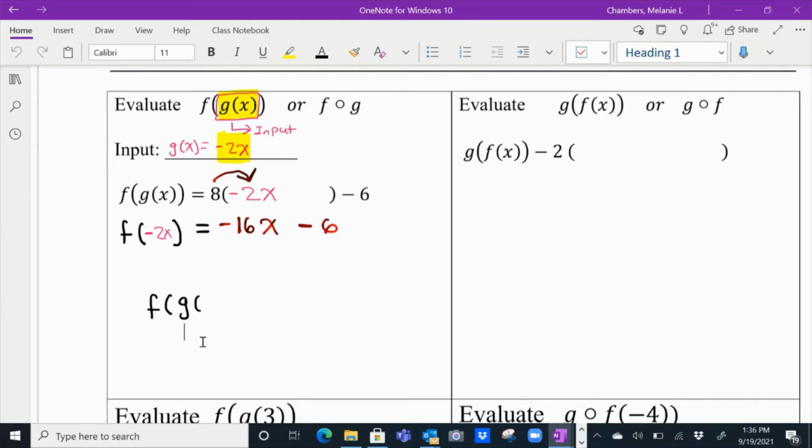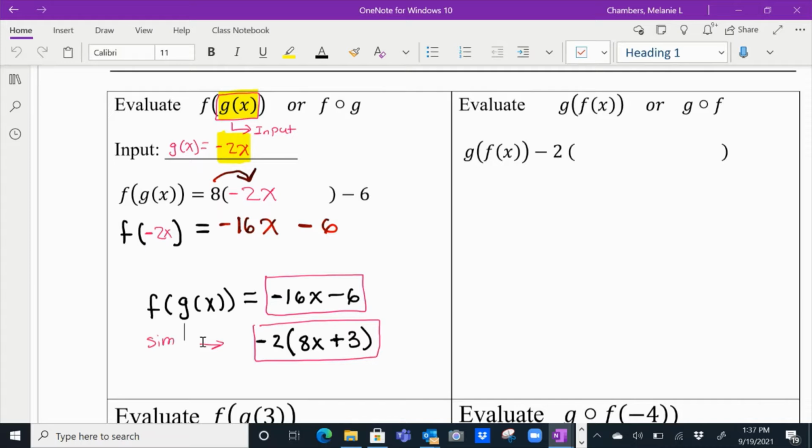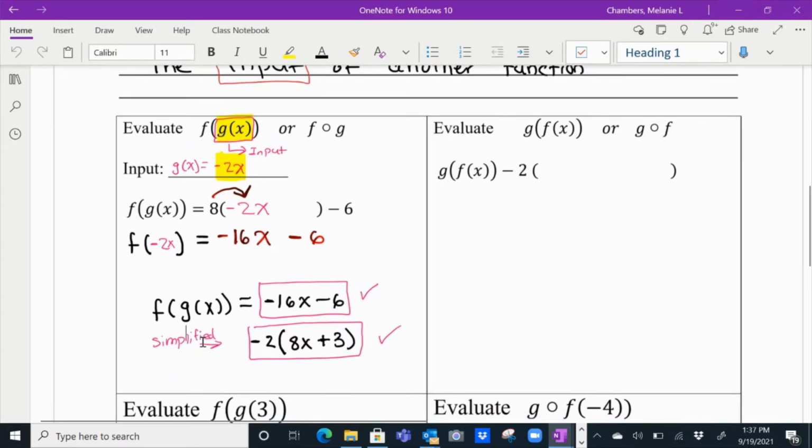So let me rewrite it in its composite function notation. I can also simplify this by taking out negative 2 to get negative 2 times the quantity of 8x plus 3. These are both correct. I'll take both answers. The second one is just a simplified version.